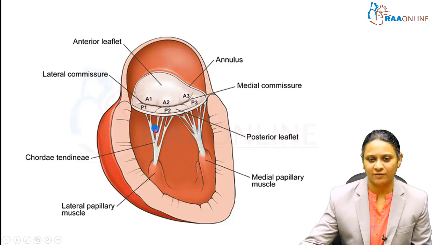Chordae tendineae again are divided into primary, secondary and tertiary. So you can see this is primary chordae, which are attached from the rim of the annulus to the papillary muscle. Secondary is from the mid portion of the leaflet to the papillary muscle, and tertiary is from the base of the leaflet to the papillary muscle. So there are almost 120 chordae tendineae in total, primary, secondary and tertiary, which are the supporting structures, anchors to the mitral leaflet.